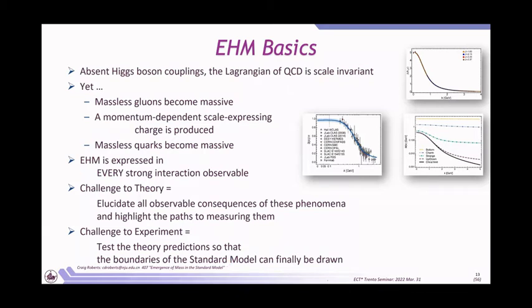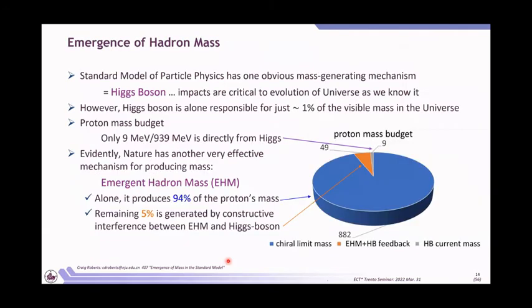In this picture, we have the notion that the Higgs boson is critical to the evolution of the universe, but so far as the proton is concerned, it's responsible for just 1% of the visible mass, this small gray wedge here. The bulk of the mass of the proton, this 94%, comes from emergent hadron mass, all these effects from the gluon sector and the matter sector. And the remaining 5% is interference between explicit Higgs boson effects and emergent hadron mass. In quantitative terms, for a theorist, this is the nucleon or proton sigma term, which measures a product or interference between Higgs and emergent hadron mass.